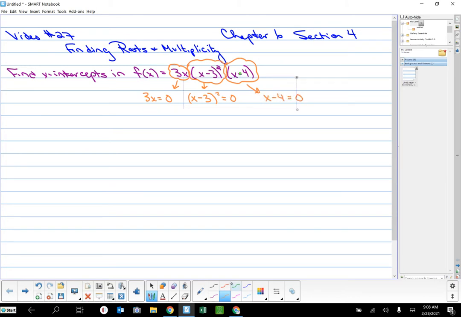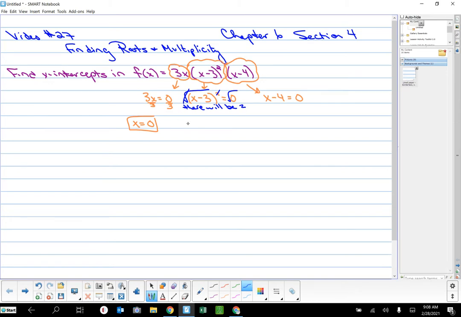And solve. So let's do that. We'll take this first one. Well, 3x equals 0. You're just going to divide by 3, and x is going to equal 0. This one, now, because of this squared here, we're going to actually take the root. So this means there's going to be 2 of these. We're going to have to take the root to undo that, right? So that will undo this. But this squared means that there will be 2 of whatever answer we get.